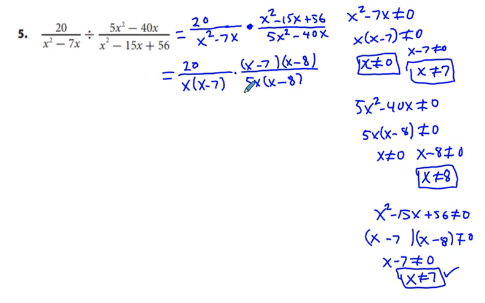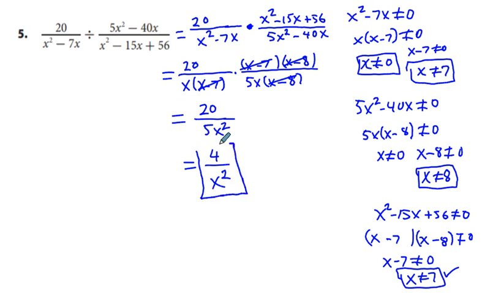And then we can just go canceling stuff out. So we have x minus 7 over x minus 7 cancel. x minus 8 over x minus 8 cancel. So we have left 20 over, in the numerator we have x and 5x, so it's going to be 5x squared. Well, 20 over 5 cancels to equal 4. So we're going to get 4 over x squared will be our final quotient, I will call it, when you make a division.